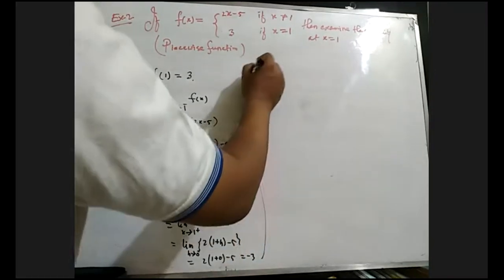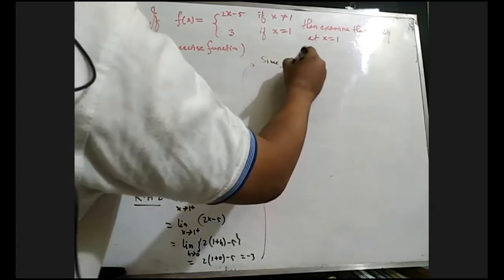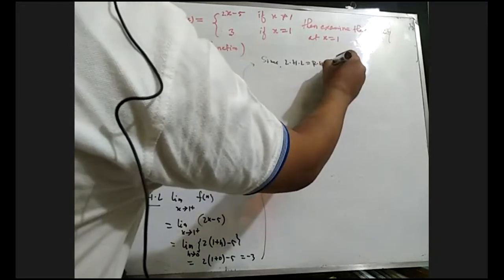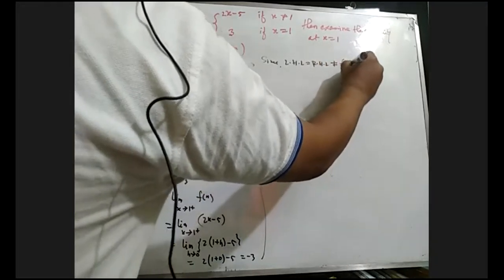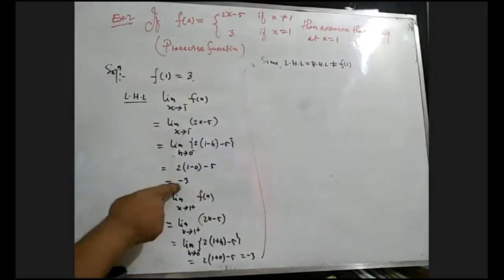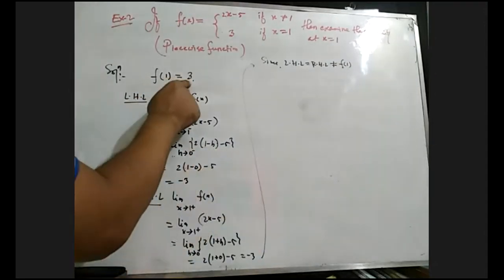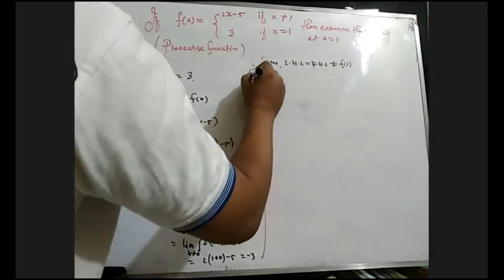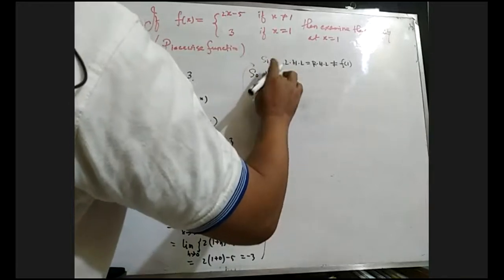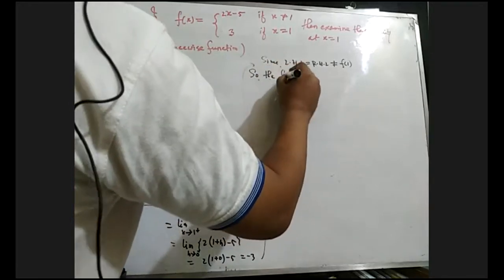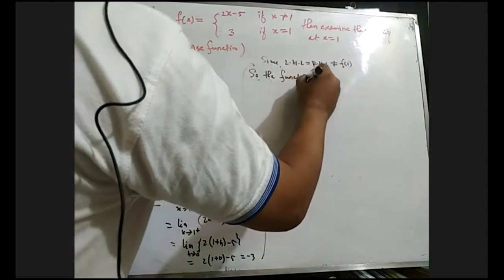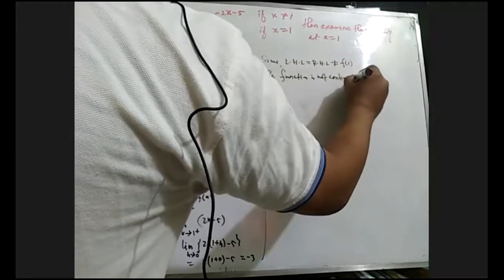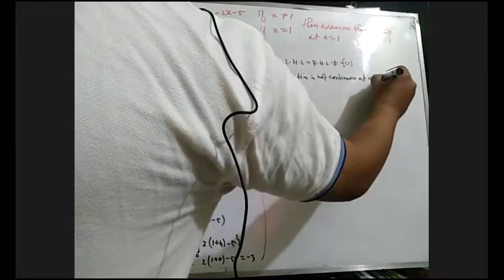From this, since the left hand limit equals the right hand limit, but not equal to f of 1, because the left hand limit and right hand limit are equal, but f of 1 equals 3, so they are not equal. So the function is not continuous at x equals 1.